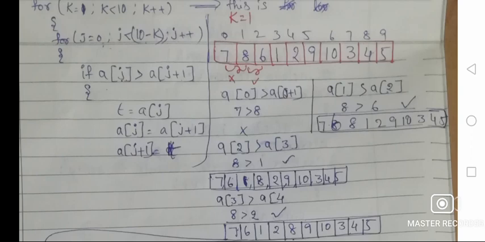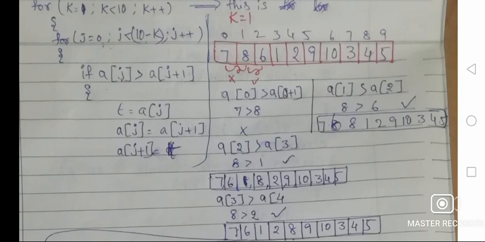Next you have to check the condition a of 1 greater than a of 2, 8 greater than 6. So this condition will true and it will exchange the values. So for exchange we have t is equal to a of j, a of j is equal to a of j plus 1, a of j plus 1 is equal to t. So this swap program you know already. So here we are exchanging the values. Now our new sorted array is 7, 6, 8, 1, 2, 9, 10, 3, 4.